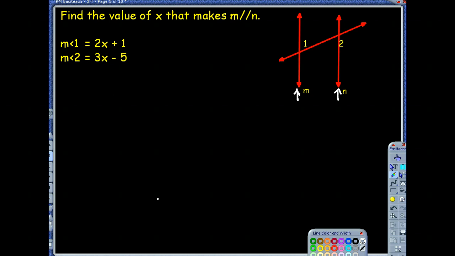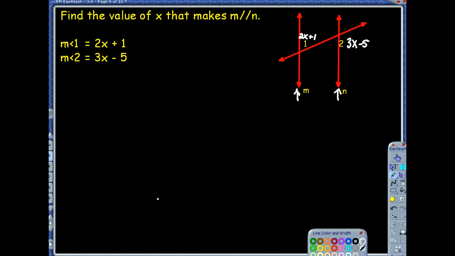So they've given me some measures, and they tell us that angle 1 is 2x plus 1. So I'm going to go ahead and just mark that up there. And angle 2 is 3x minus 5. Now, just starting off, looking at these two pieces of information, all of the theorems and postulates that we looked at today, we had special angle pairs. Are angles 1 and 2 a special angle pair?